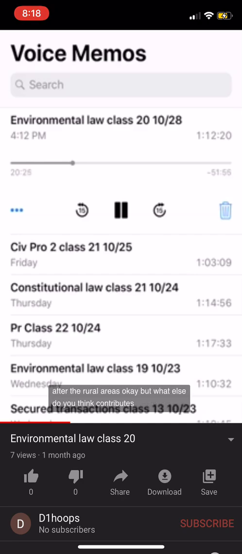Okay, but what else? What else do you think contributes to the urban heat island effects? Let's think about this for a moment. What else is going on in the urban area that is contributing to urban heat islands? Lack of green blue infrastructure. Okay, so parks and trees that filter out the heat. Right, so lack of green and blue infrastructure that have these mitigating effects.